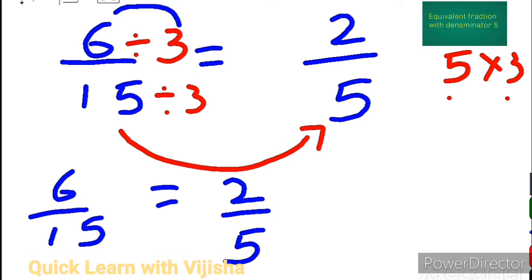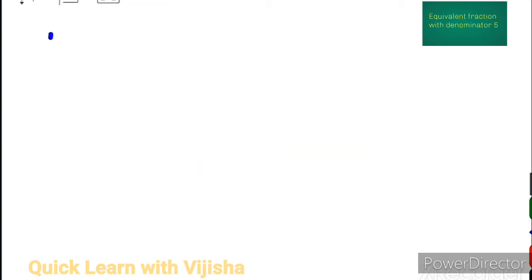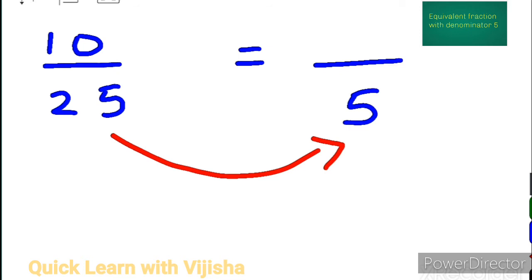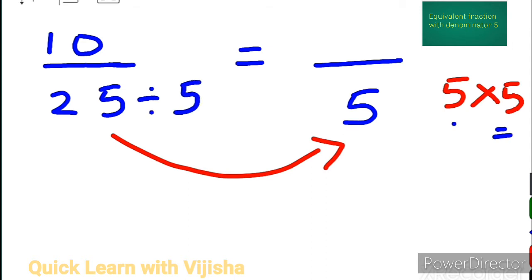Now we will see one more sum to make the concept clear. See, the question is given as 10 upon 25. We have to make the denominator 5. We have to reduce the denominator. So in 5's table, at which time does 25 come? 5 5s are 25. So already this 5 is written. We will take this 5 for the division. Divided by 5, both sides.